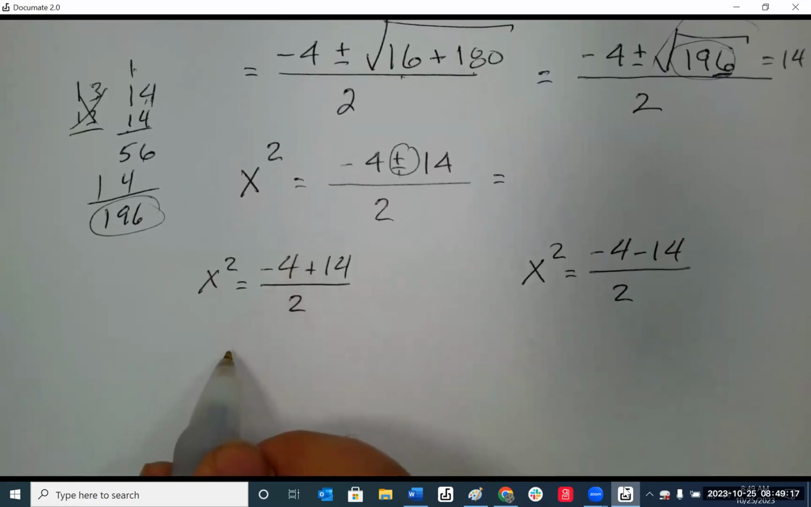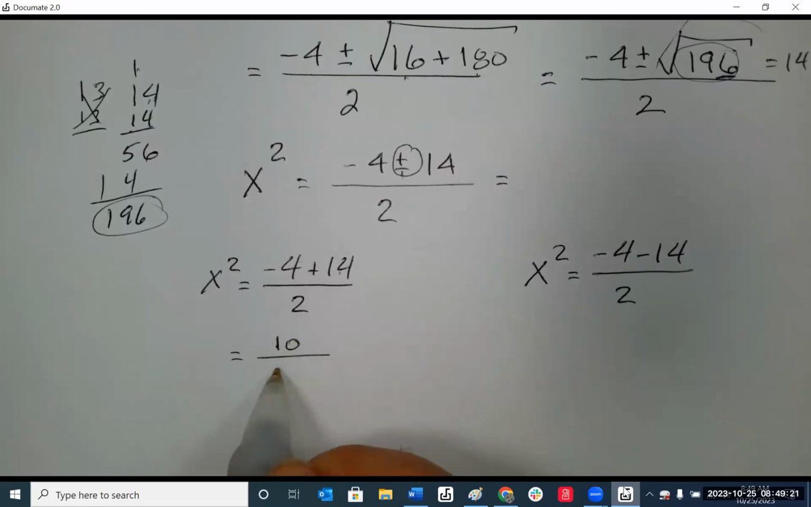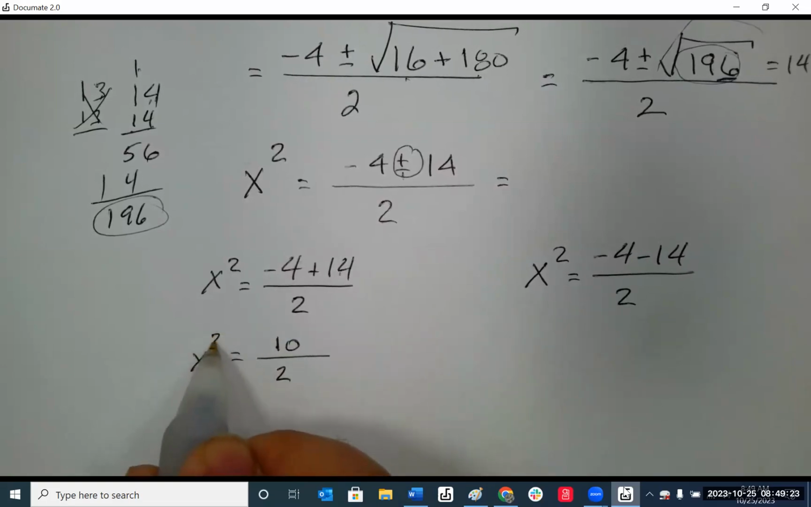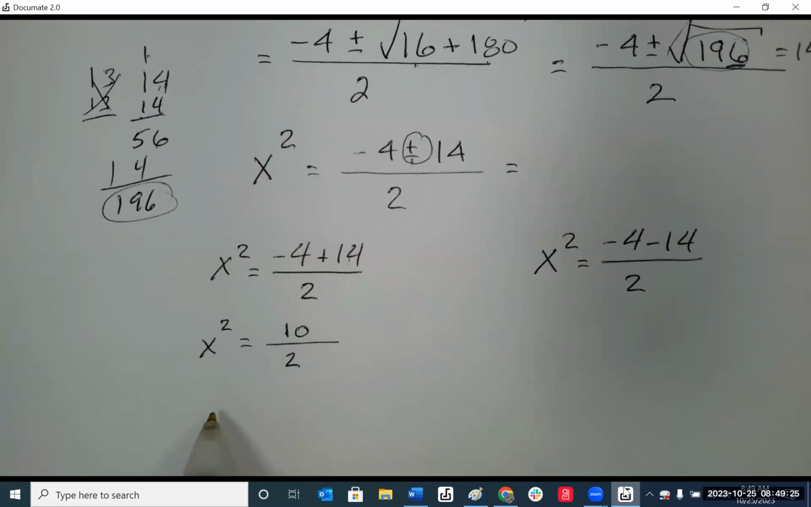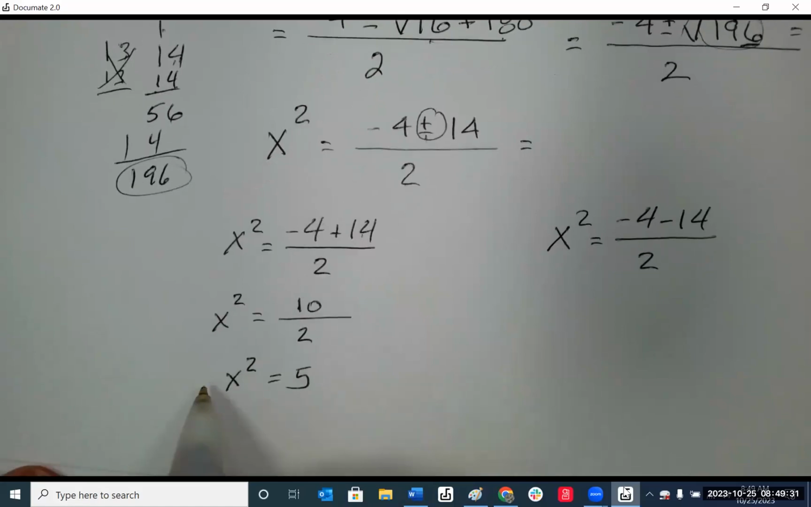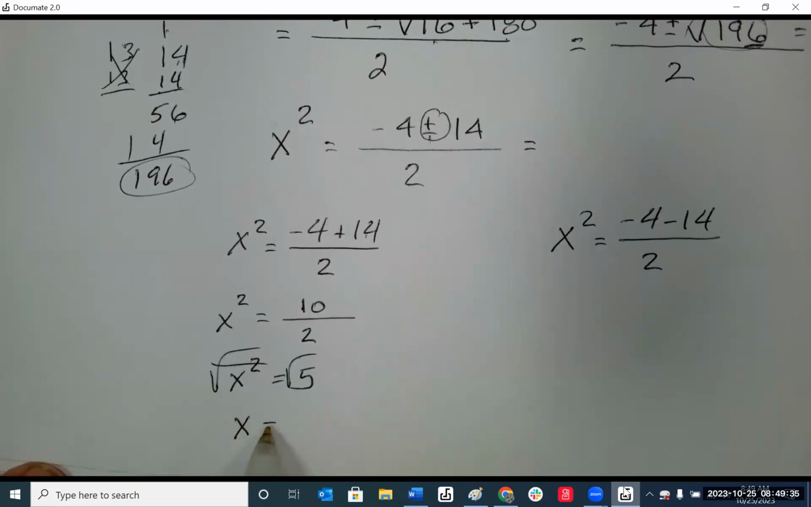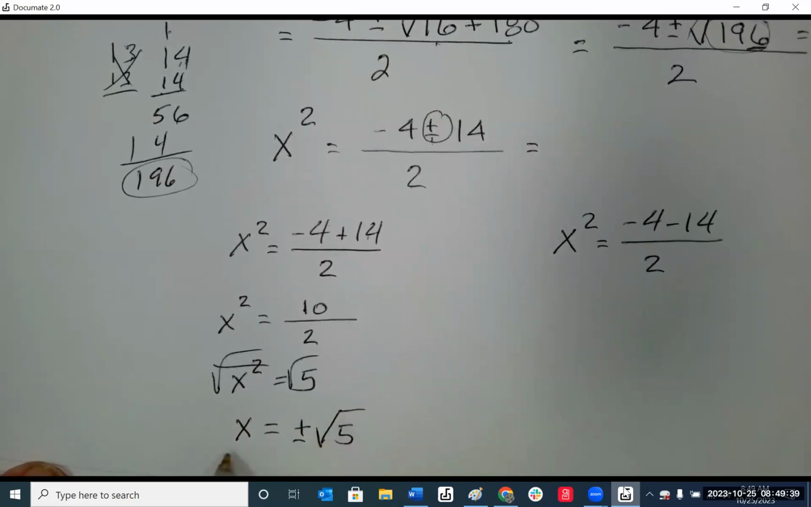So I work these out. 14 minus 4 is 10. 10 divided by 2 is 5. Square root both sides. So x is equal to plus or minus square root of 5. Those are our two x-intercepts so far.